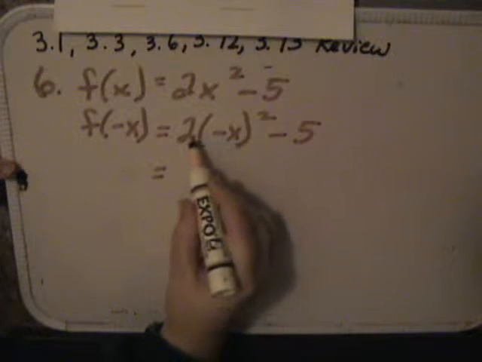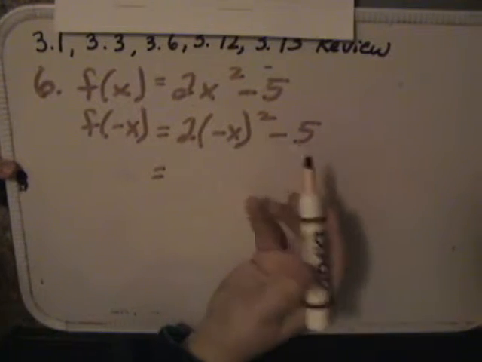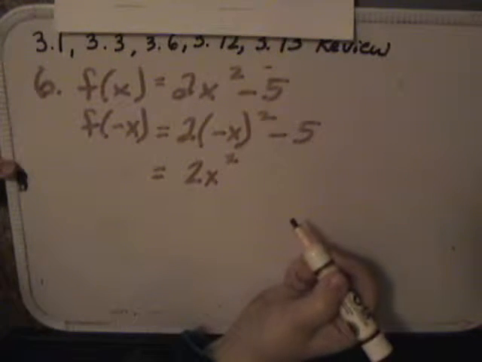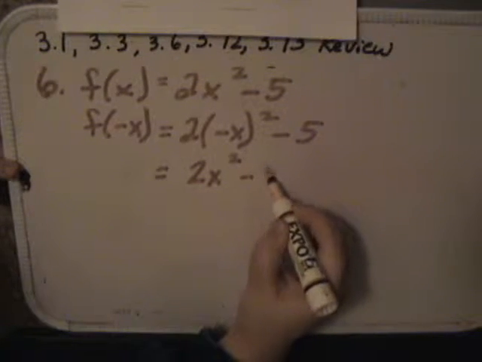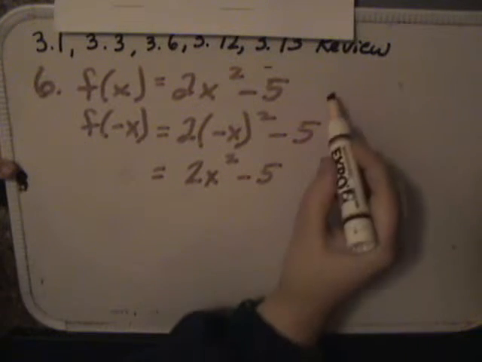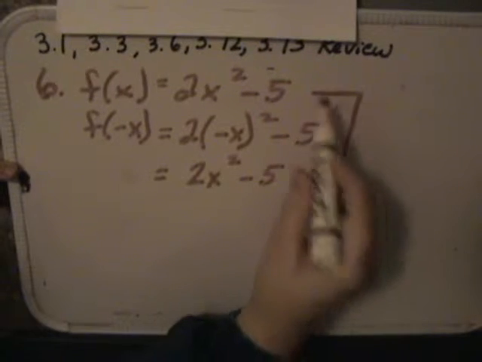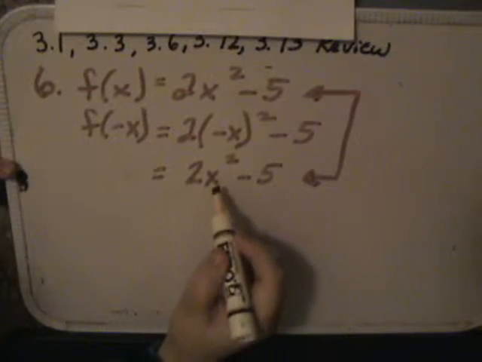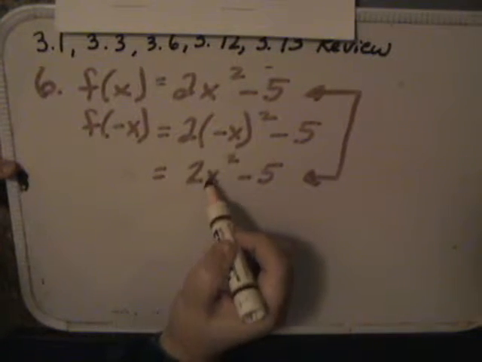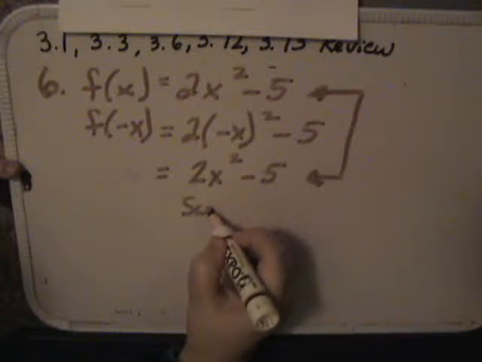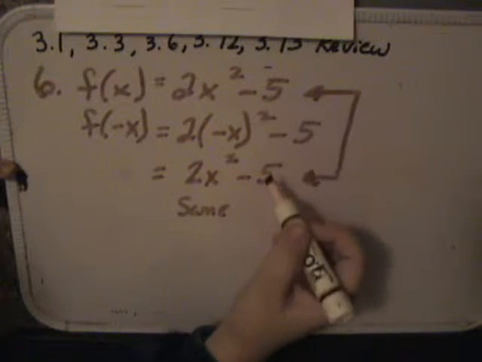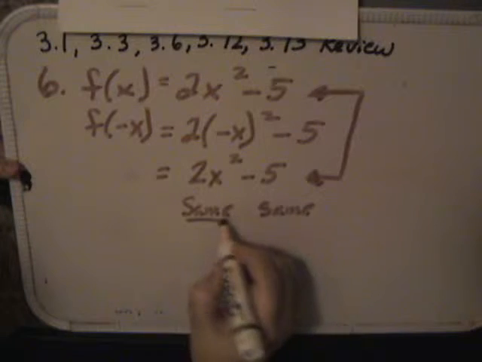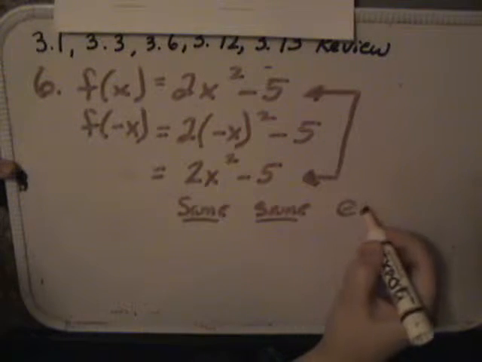Then I look at it and I say, well, negative x squared, I'm going to square that, so it's going to become positive. So I simplify this to 2x squared, and then minus 5. Then we compare what we started out with, our standard function, to the new function, and see, is each term the same or different? The first terms are the same. The second terms are also the same. So if both terms are the same, then that makes it even.